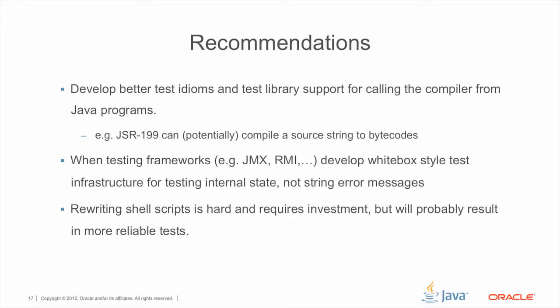In particular, one of the things we do need to do some work on is to call the compiler from Java programs. So we've seen a couple of shell script examples where the shell script itself invokes the javac compiler. Turns out that it is possible for Java programs to invoke the compiler. For instance, JSR 199 is a compiler API where you can get very fine-grained access to the code of the compiler itself running in this JVM.